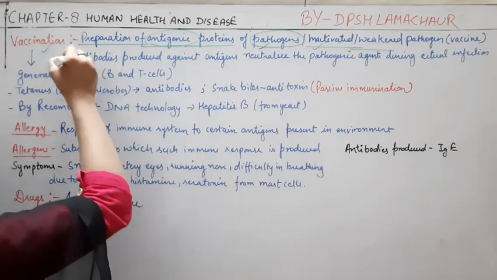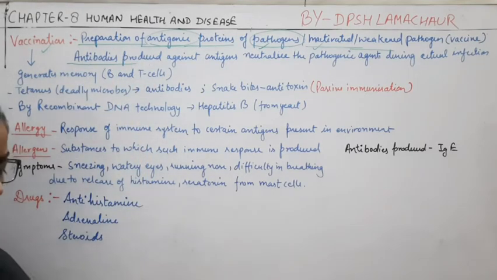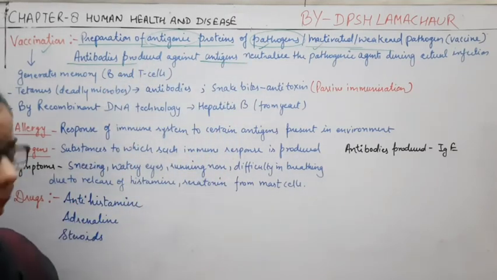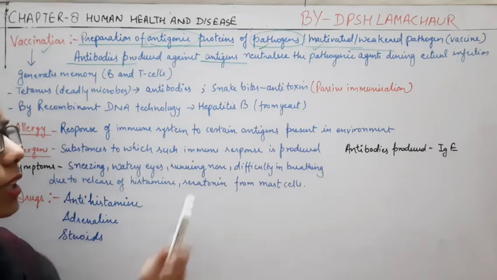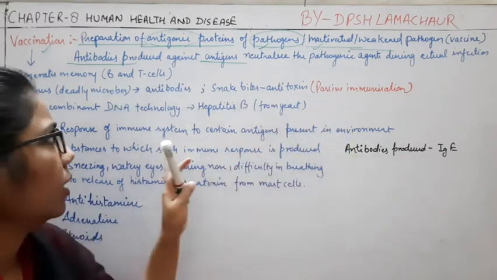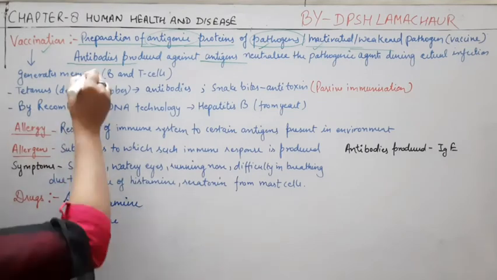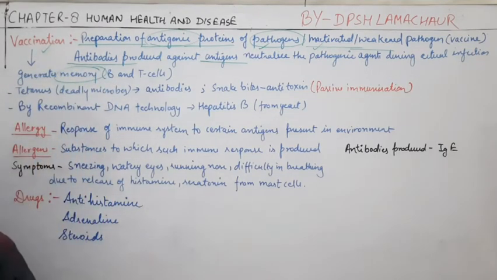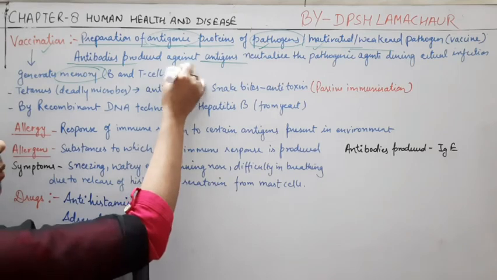So what is the role of these antibodies? These antibodies are produced against the antigen, okay. They will neutralize the effect of that particular pathogen which is going to attack the body. And we know that they also have memory cells. We have done this one, TM, okay.